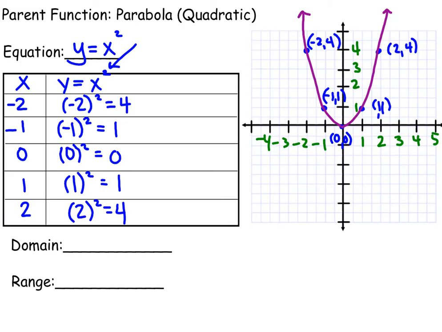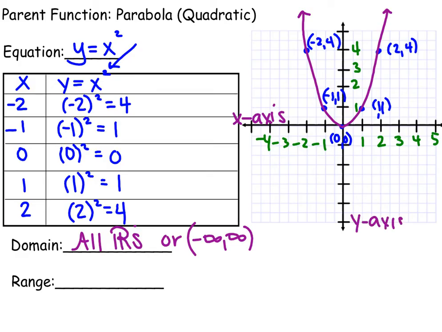Two important things we want you to know. First is the domain. What type of numbers are the x values? This is your x-axis here, your horizontal axis. The domain is all real numbers. A couple of ways you can write that: all reals for short, or from -infinity to +infinity. The range is going to be your y values. What is your output? It's your y-axis values.